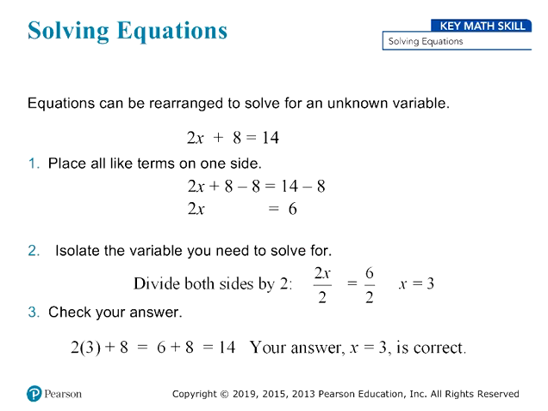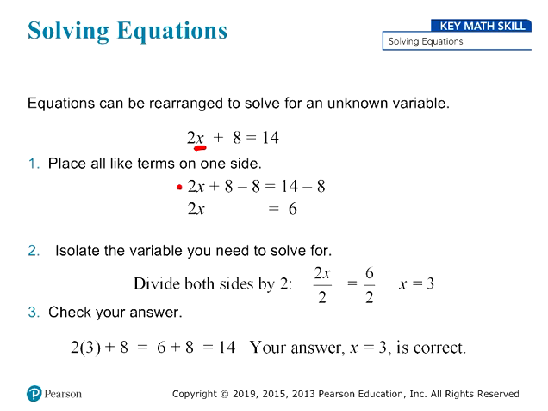All right, and then the next review is solving equations. So equations can be rearranged to solve for an unknown variable. So for instance, let's say we have an equation 2x plus 8 equals 14. And we want to figure out what x is equal to. The first thing we'll want to do is try to isolate x. So we can subtract 8 from both sides. So we're really placing all like terms on one side.